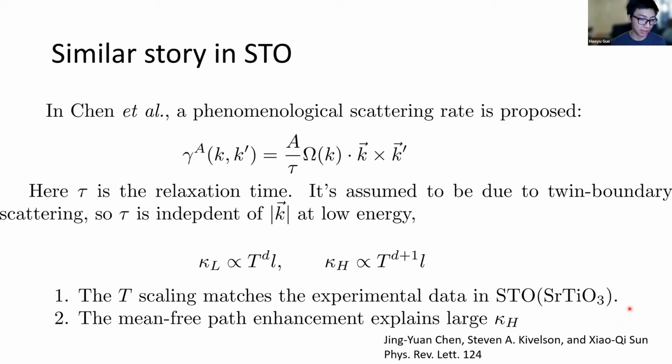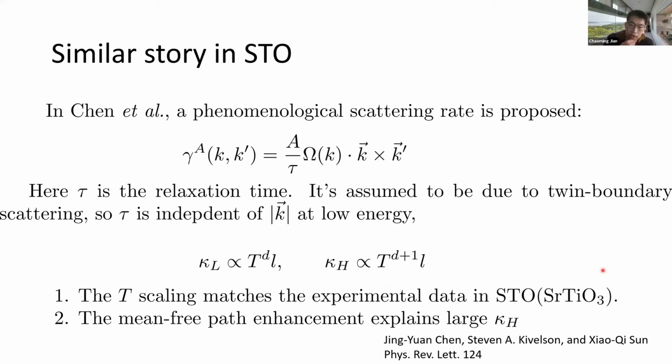Their result agrees with the experimental data in STO. The T scaling agrees, and the magnitude in STO is also large because it's proportional to the mean free path. So our proposal for this mechanism is the same as theirs: assume the sample can contain some impurities, but the scattering is low, then the mean free path can be large, and therefore the thermal Hall effect can be enhanced.